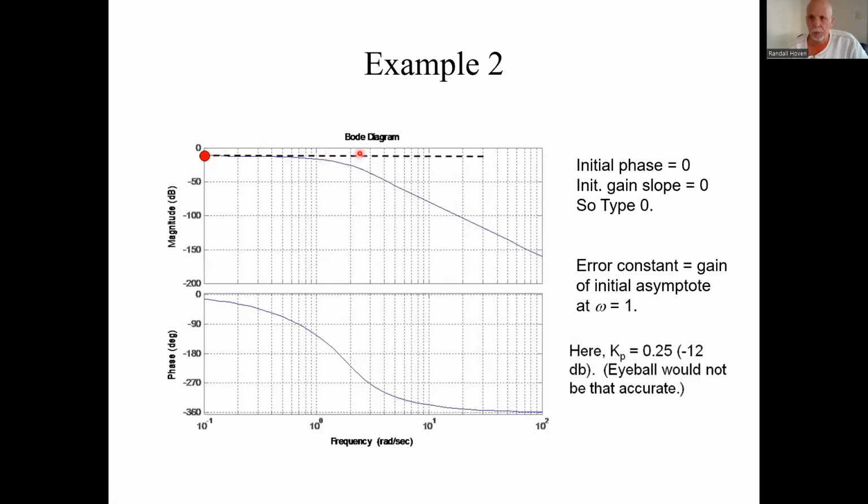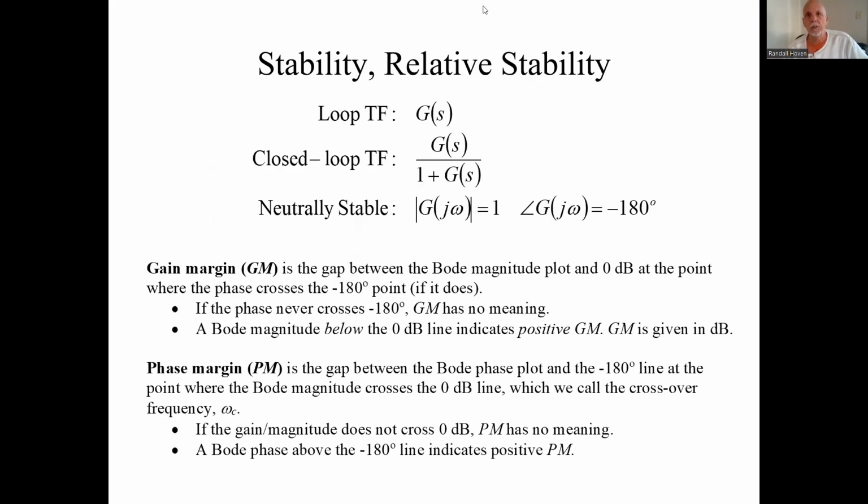Here's another case. Initial slope's obviously 0. It comes in at 0 phase, so it's a type 0 system. Here's the omega equals 1 line. The asymptote crosses it right about here, over here, which is, I don't know, maybe minus 10 dB. Hard to do by eyeball. It's actually minus 12 dB, which is 0.25. Undo the logness of the dBness of it. So there's our error constant, and it'd be hard to do it by eyeball. And it is K sub P because it's a type 0 system. So anyway, with the error constant and the type of the system, you know the steady state error. We'll get into the other stuff in subsequent videos. So, interpreting the Bode plot.